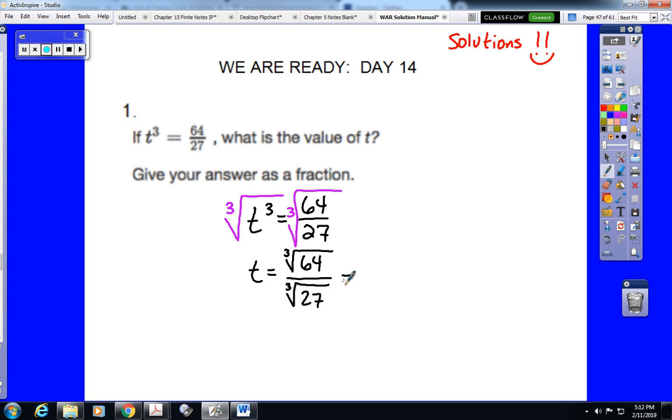Both 64 and 27 are perfect cubes. The cube root of 64 is 4. The cube root of 27 is 3. So your answer should be 4 over 3, or 4/3.